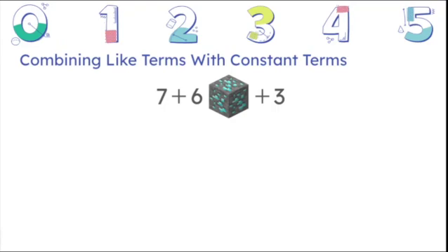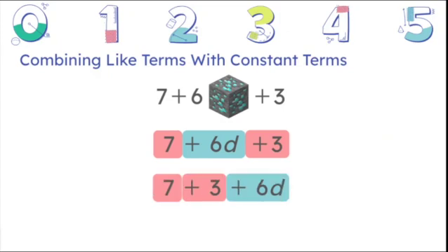Let's write the expression out with a variable instead of a picture to see how this works. 7 plus 6d plus 3. First, we want to find the like terms. In this case, that's the constant terms, and our variable stands out because it's not like any other terms in this expression. Now we have to combine our like terms. So we're going to put 7 and 3 together in our expression. We move them side by side like this, 7 plus 3 plus 6d. Now 7 and 3 makes 10, so our simplified expression is 10 plus 6d.